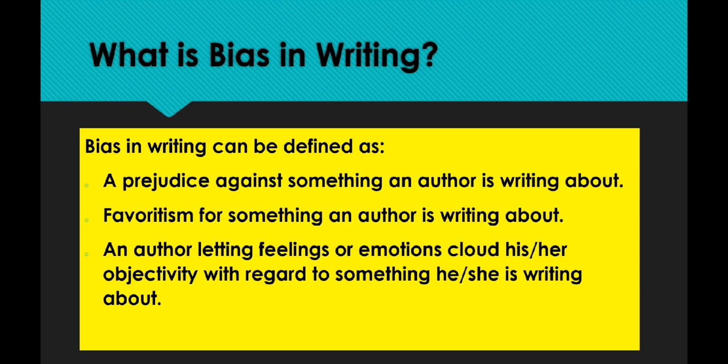In short, pag sinabi nating bias in writing, maaari ang author ay mayroong pinapanigan na side or na tao. Maaring yung mga pinapresent niya ay masyadong pro, masyadong anti, sabi nga may favoritism. Hinahayaan niya yung feelings niya na makaapekto doon sa mga bagay na isusulat niya. So, hindi siya nagiging objective.